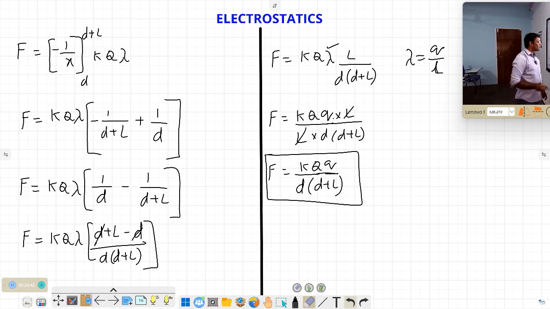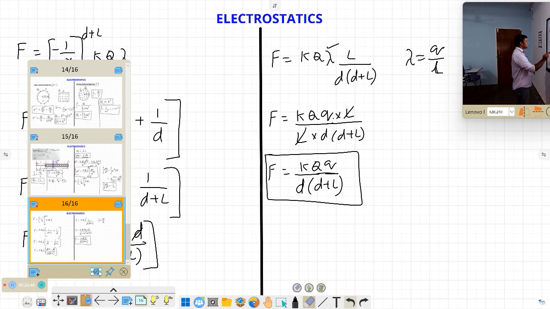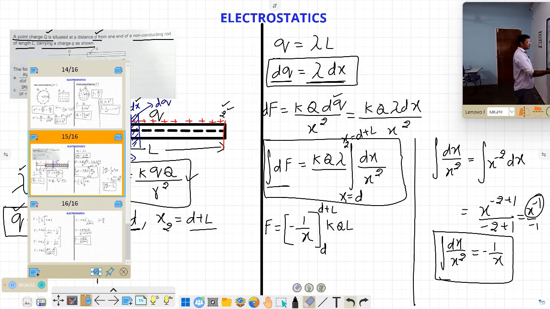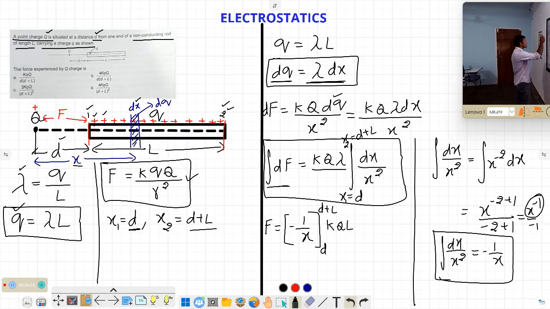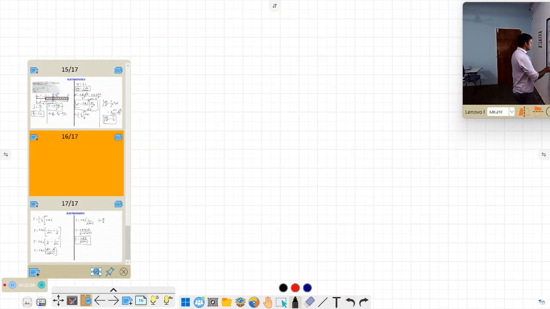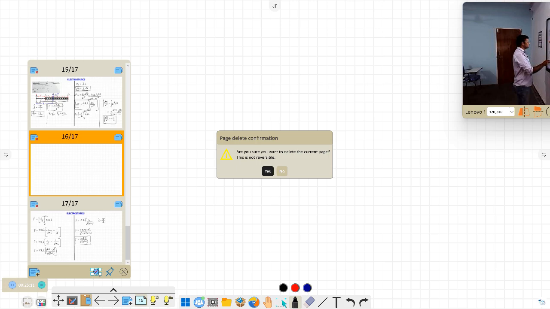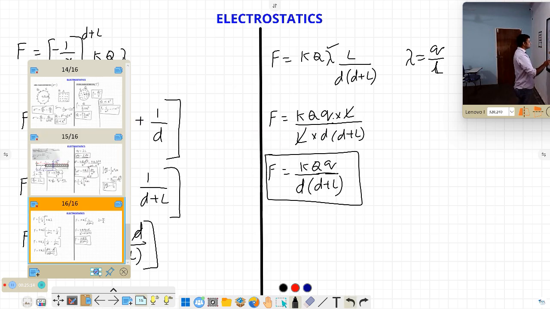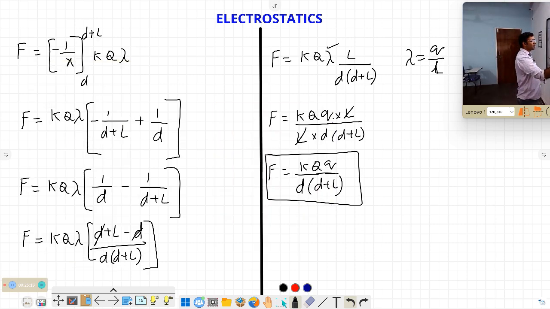Check this one once. In the given options, what are the options given? The first option is K Q small q, capital Q, K, d by d into d plus L. This is the option you are going to take. So the answer for the question is yes. No need to go any further. So what is the answer you got? You can check it. F is equal to K capital Q small q by d into d plus L. This is the answer.